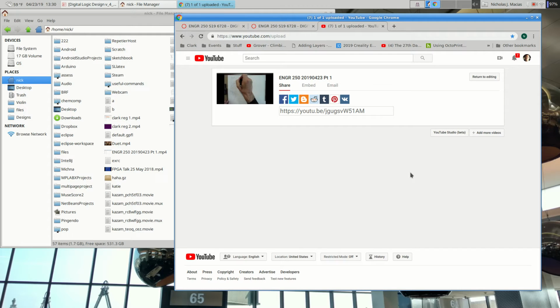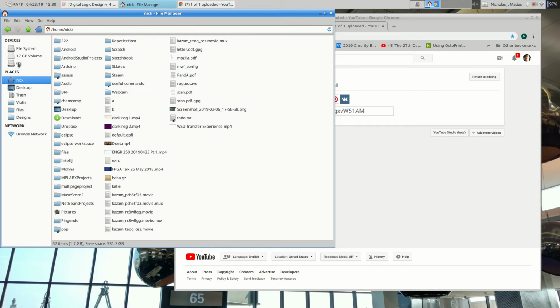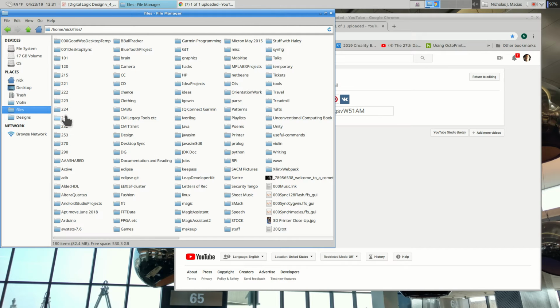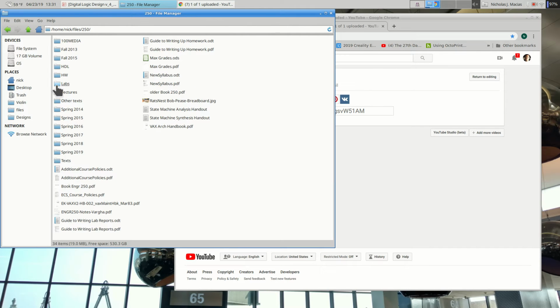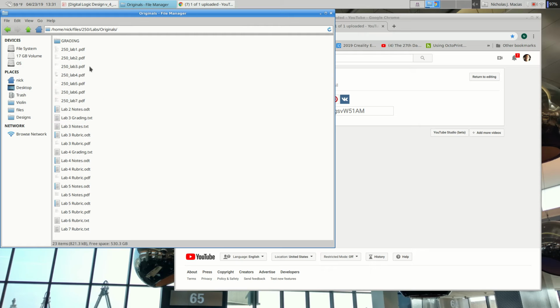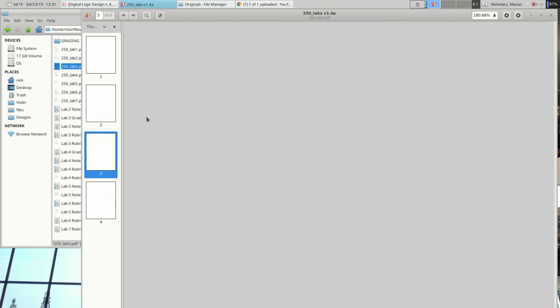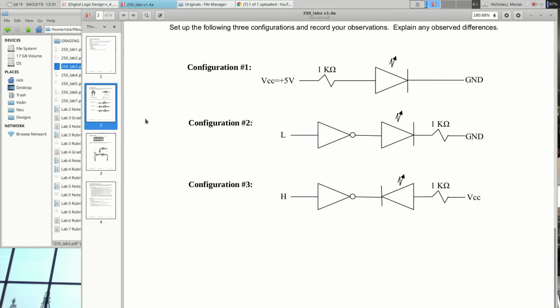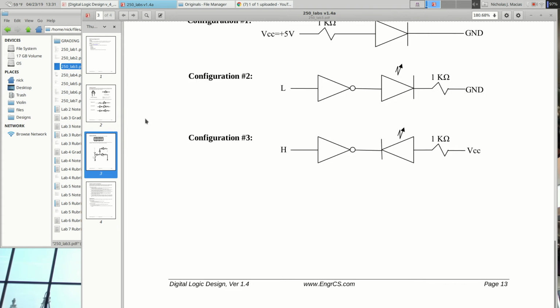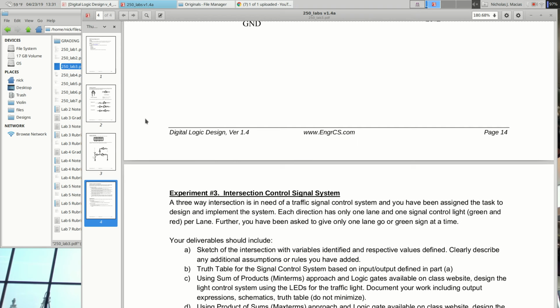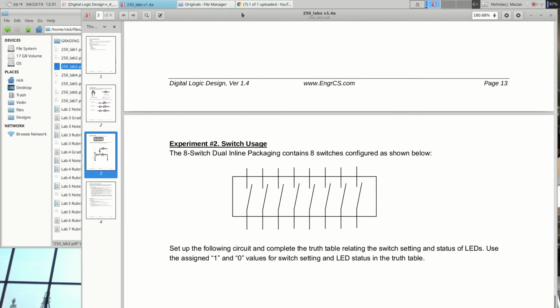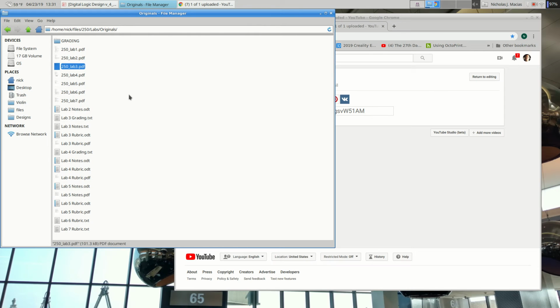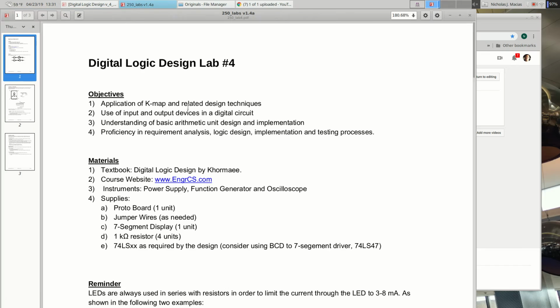So I'm still not gonna start in on lab 3 yet, but I'm gonna take a peek. I'm pretty sure... oh, never mind. I'm looking at lab 4. Oh, you're way ahead of the curve.